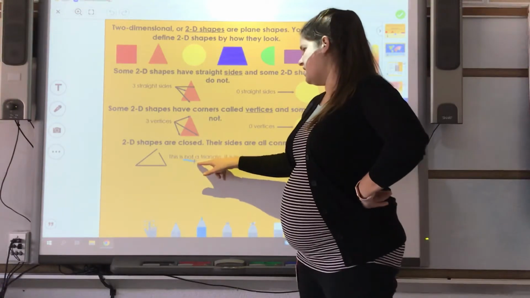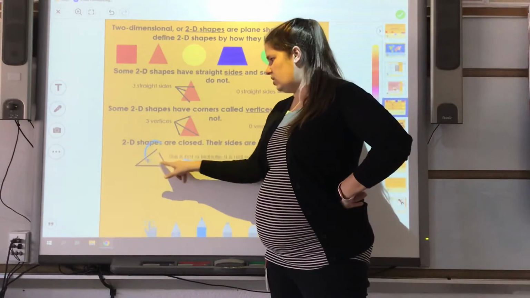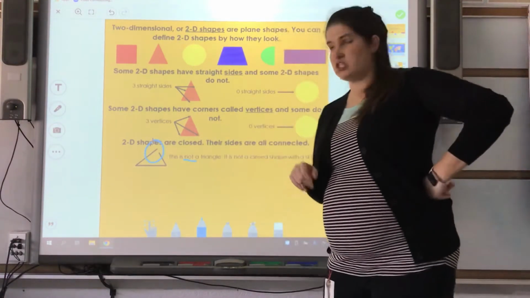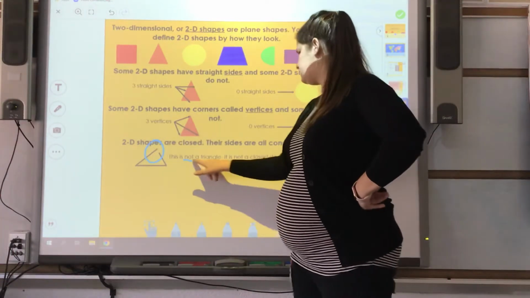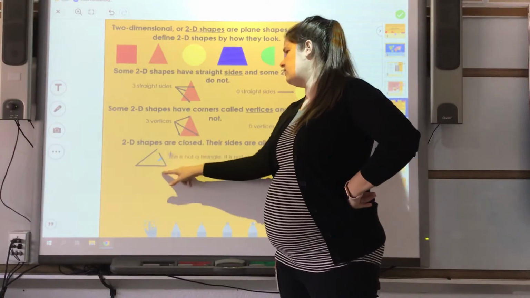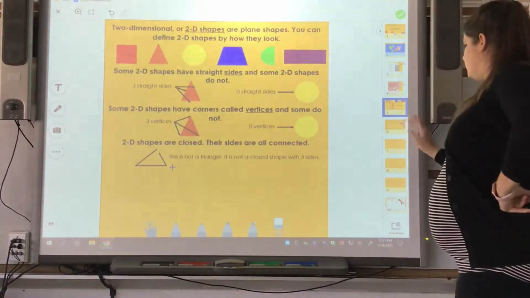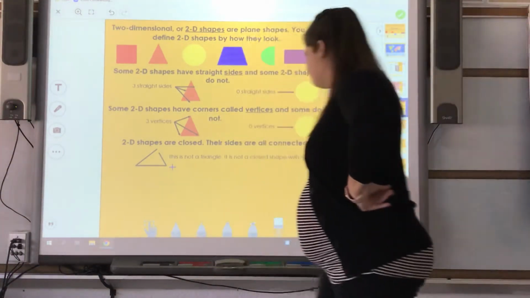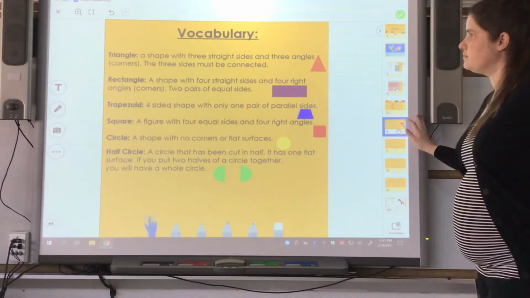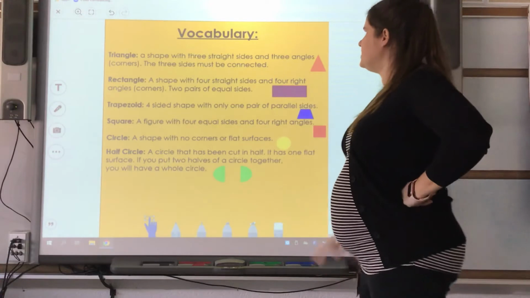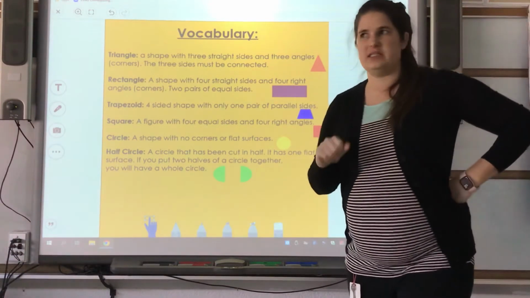This is not a triangle. It is not a closed shape with 3 sides. If you look closely, you can see that this is an open shape. That means that not all of the sides are connected. Therefore, it looks like a triangle, but it's not. So a triangle is a shape with 3 straight sides and 3 angles or corners. The 3 sides must be connected.